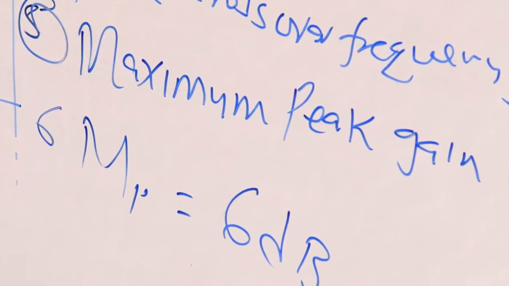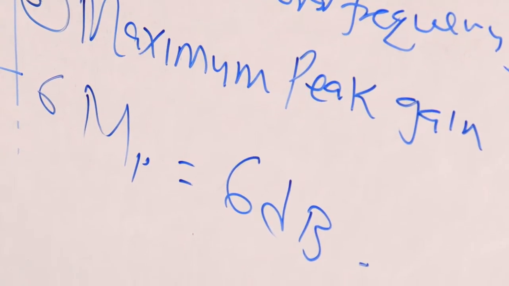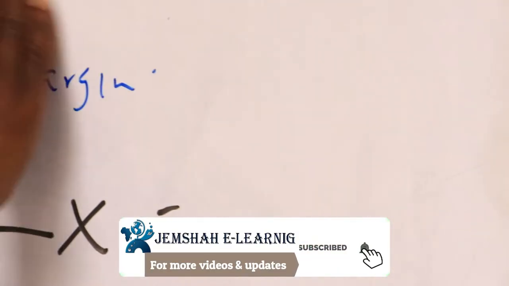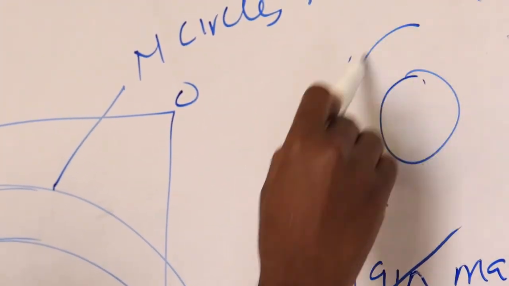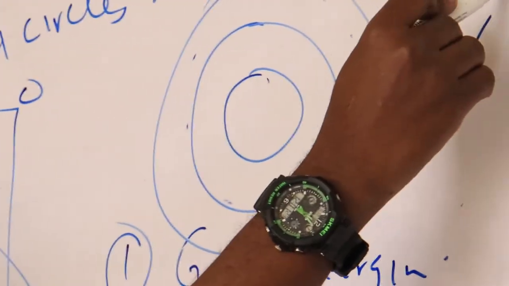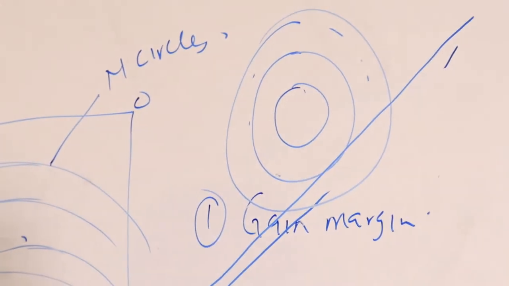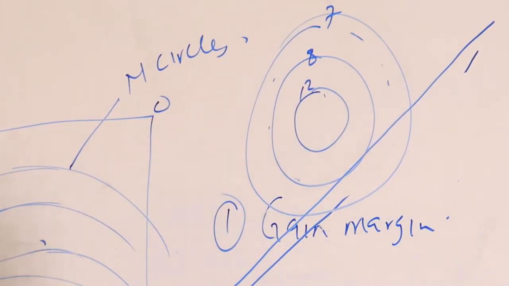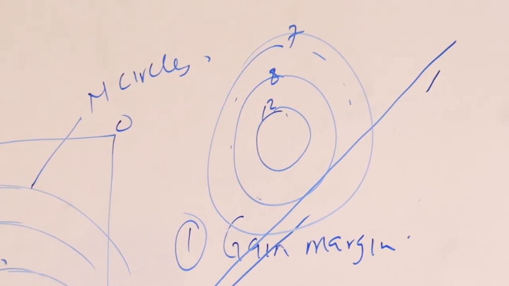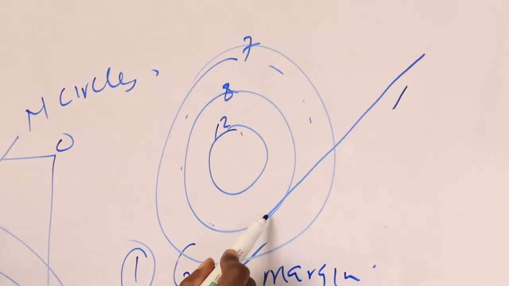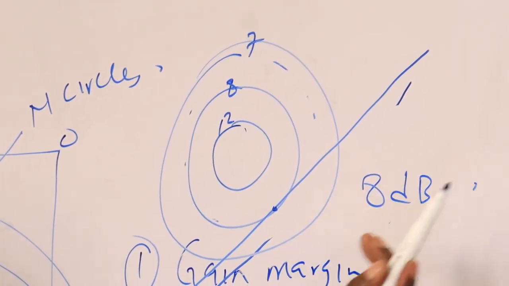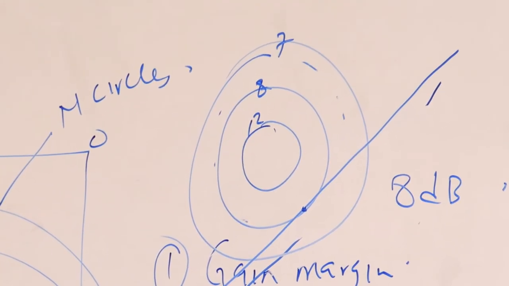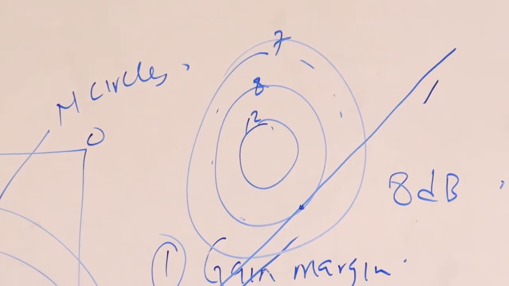Look at what it is tangential to. If not, approximate. Like, let's say I have several circles like that. Then maybe this is 12, this is 8, this is 7. Then I want to look at what is tangential to it. So I look at that, approximate it is this one, and therefore my MP will be 8 dB. Are we okay? So you are going to approximate that in that particular manner.